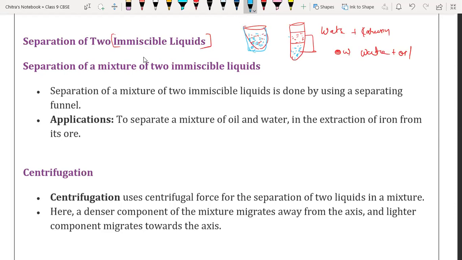Sir, what is the difference between kerosene and oil? Kerosene is also oil, but it is a petroleum oil, which has higher flammability. And for oil, we are using edible oil.